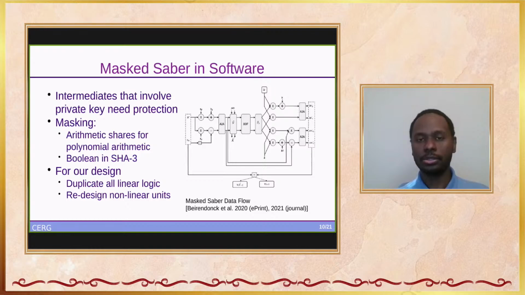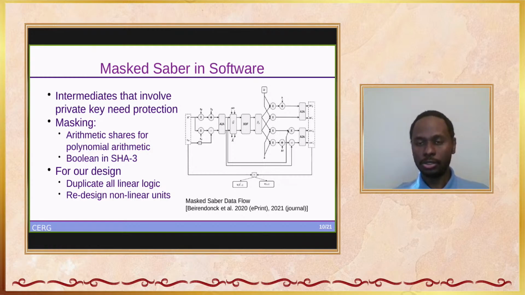So Masked Saber was already discussed in software, and this data flow diagram from Beirendonck and others shows how you can process shares securely in Saber. The idea of this data flow is that you split your secret key, your private key, into two shares additively, such that when you add the two shares, you get your original private key.